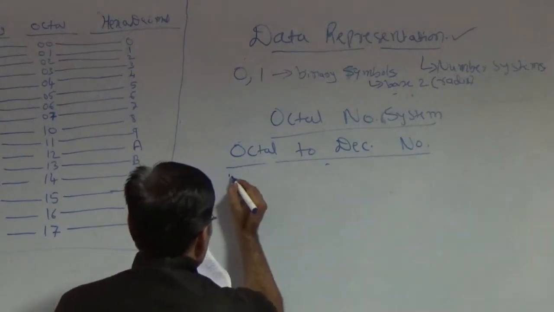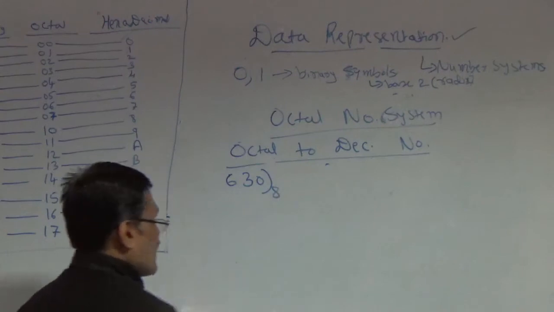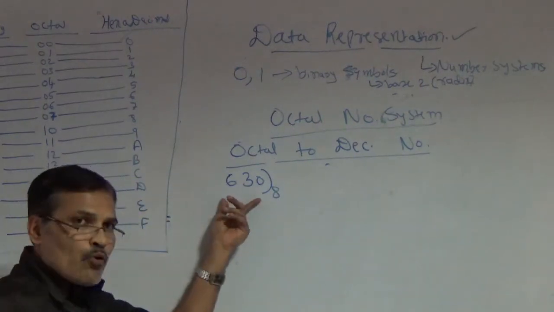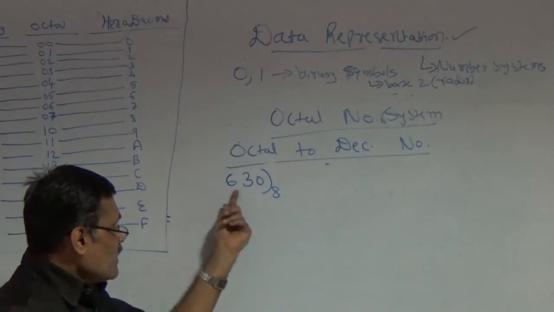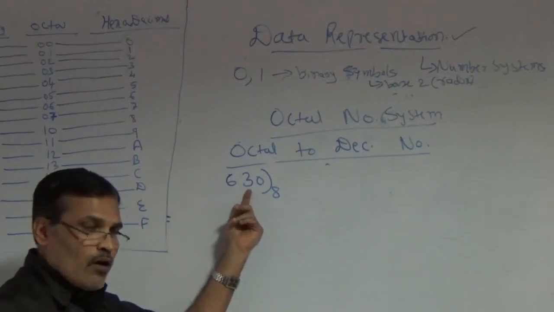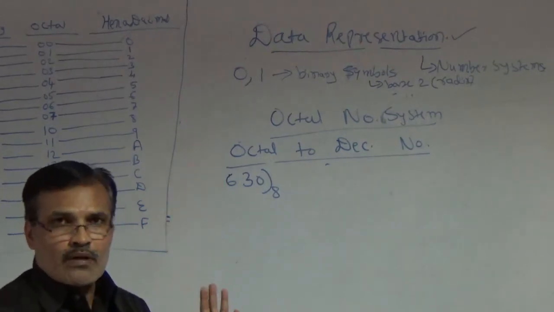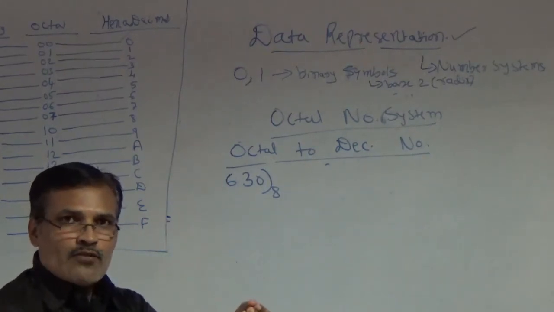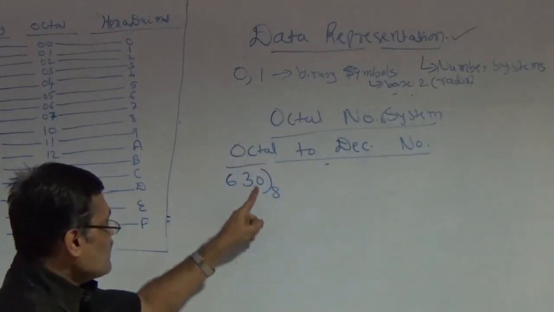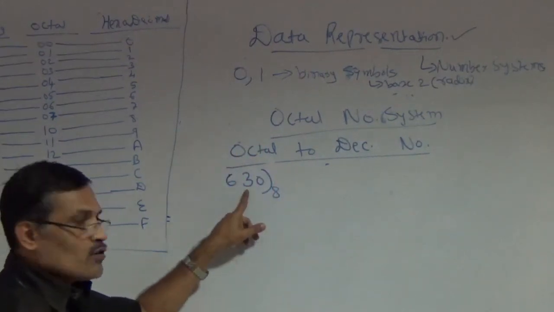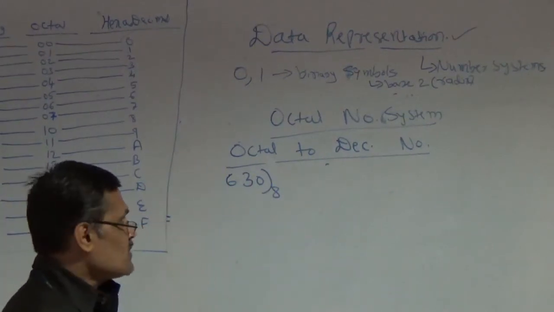So consider the octal number 630. Okay. So let us see why I am calling it an octal number. Because the number is framed using the symbols of the octal number system. What are the symbols that are used in the octal number system? Starting from 0 to 7. So see, we have 0, yes, we have 3, we have 6. So all these are symbols of the octal number system.